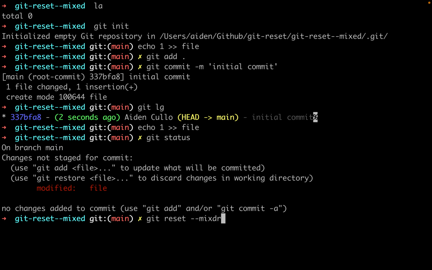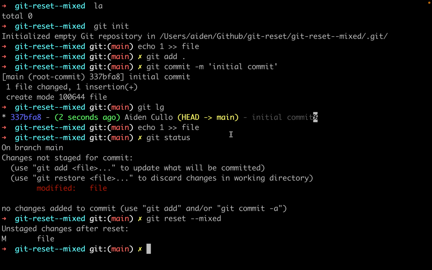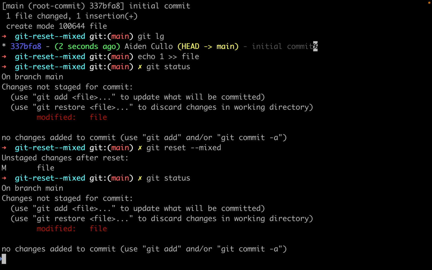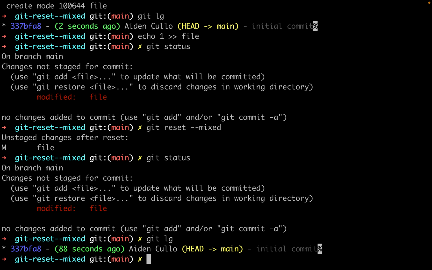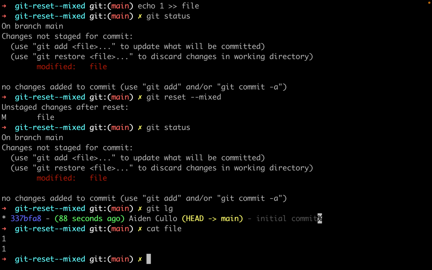We don't want that, we want mixed. So let's see, it does give us a message, but nothing has changed at all. We still have the exact same state for our file, and if we look at the log it's exactly the same, and if we cat the file, we can see that it's exactly as we'd expect. We had echoed a 1 into the file for the initial commit, and then after that, we echoed it again. So anyway, we see that there's no change.